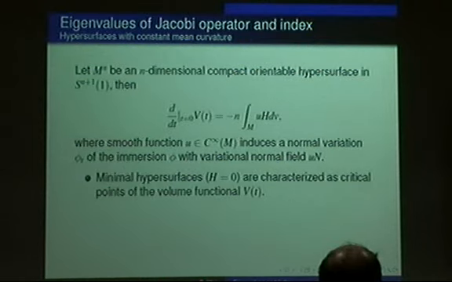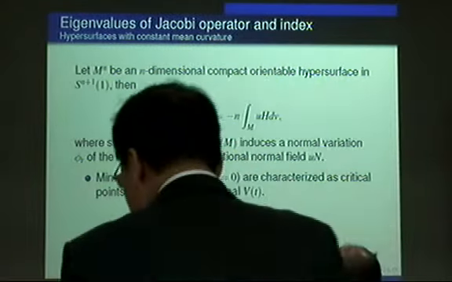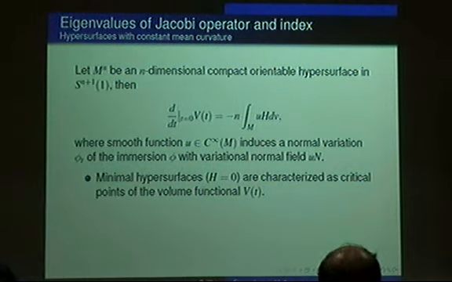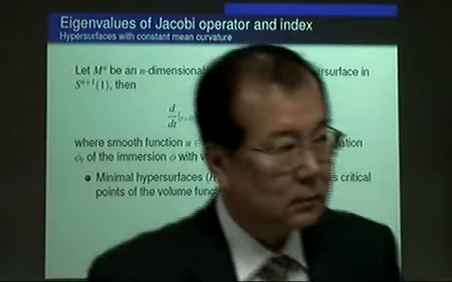Next, in the second section, I'll introduce the eigenvalues of the Jacobi operator and the index. In the first subsection, I'll give an introduction about hypersurfaces with constant mean curvature. If M is an n-dimensional compact hypersurface in a unit sphere, then we can compute the first variation, where V(t), the capital V(t), is a volume functional.